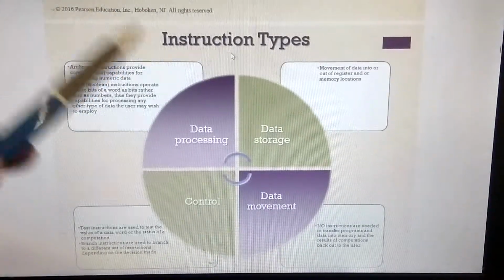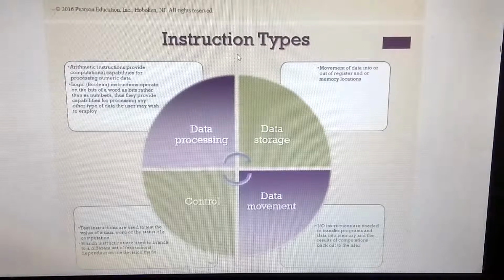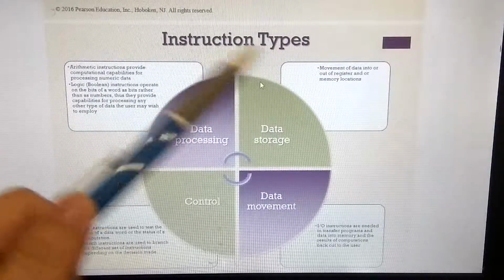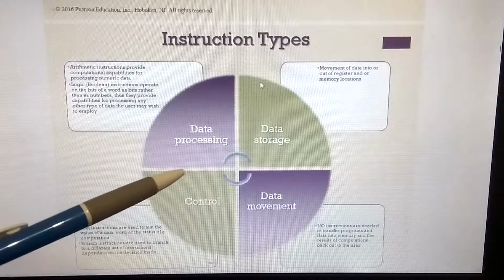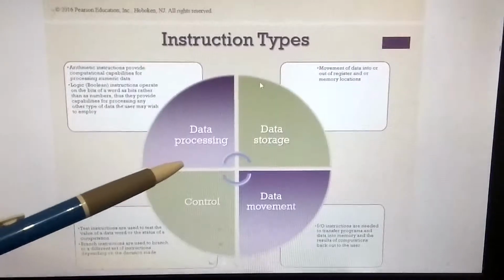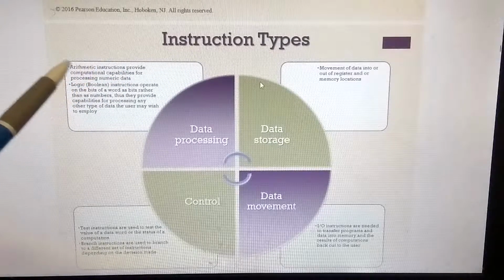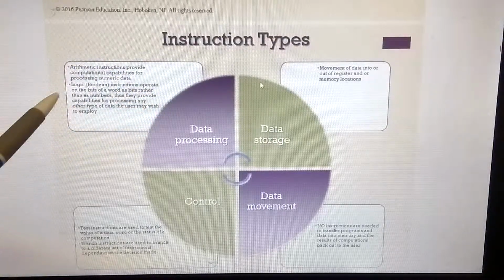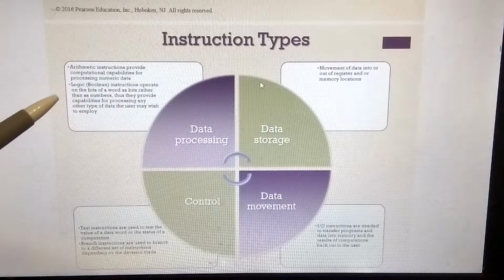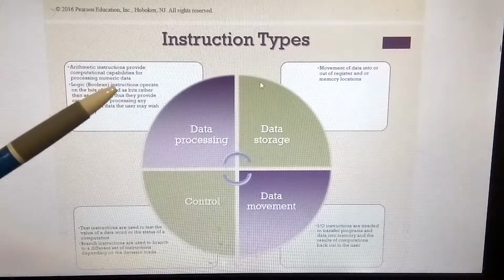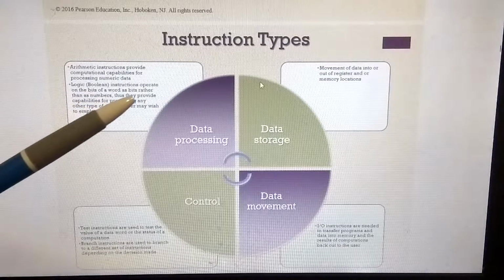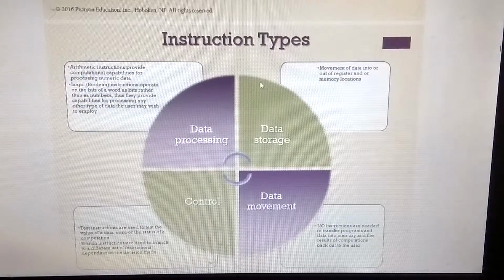Next, we'll look at the instruction types, which are data processing, data storage, data movement, and control. Data processing is where the arithmetic instructions provide computational capabilities for processing numeric data, and the logic instructions operate on the bits of a word as bits rather than as numbers. Therefore, they provide the capabilities for processing any other type of data that the user may wish to employ.